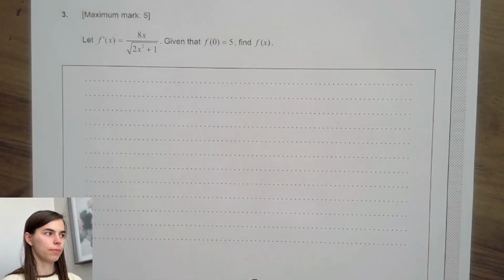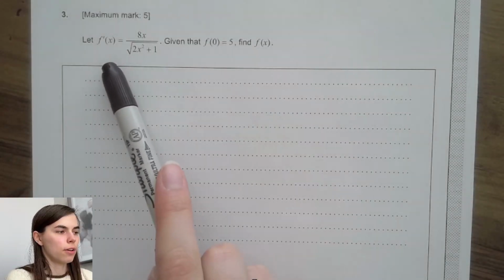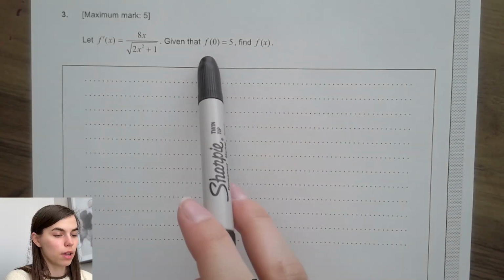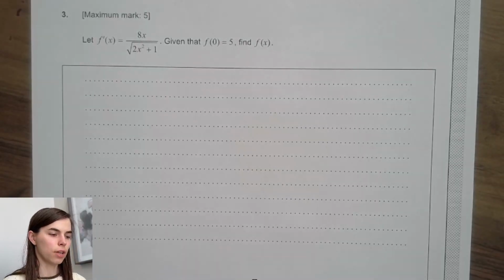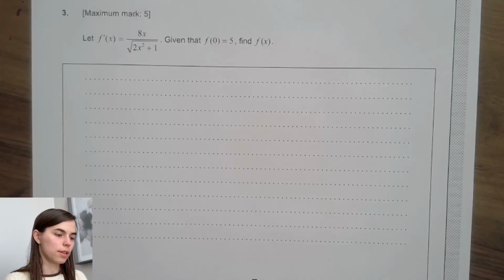Let's try another one. Here's number 3. They give us that the derivative of f is 8x over the square root of 2x squared plus 1, and that the point f of 0 is 5. And now our goal is to find f of x. So since we're starting with f prime of x and we need f of x, we know that we are going to integrate.